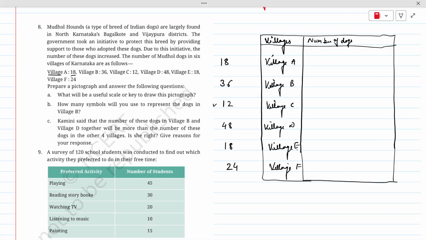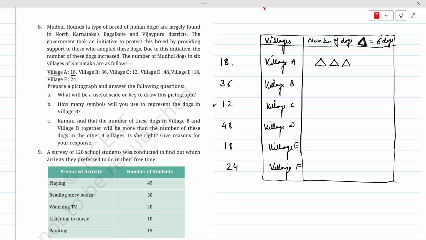So what we can do, we can take here one picture of a dog. Now we'll have to make a dog. So instead of a dog, I am making the dog as a triangle. I'm considering this triangle as a dog, and one triangle is equal to 6 dogs. So for village A, we are given 18. I'm making 3 triangles. 6 multiplied by 3 will give us 18. 6 for one triangle and 3 triangles I am making, that will give us a count of 18.